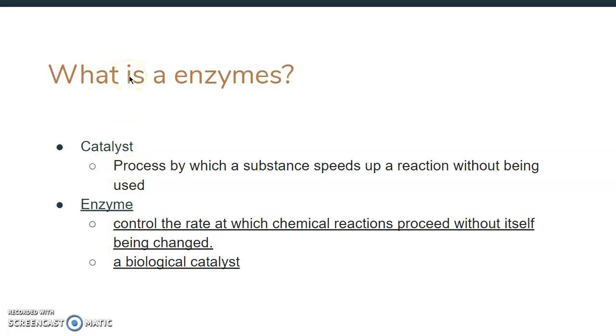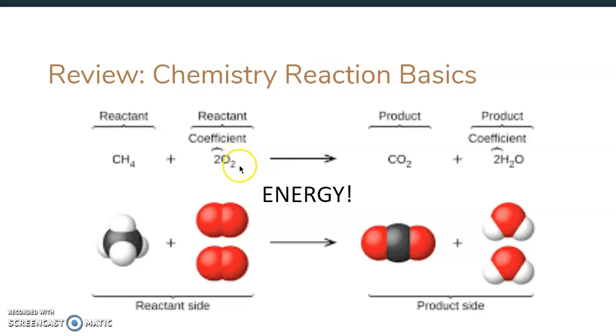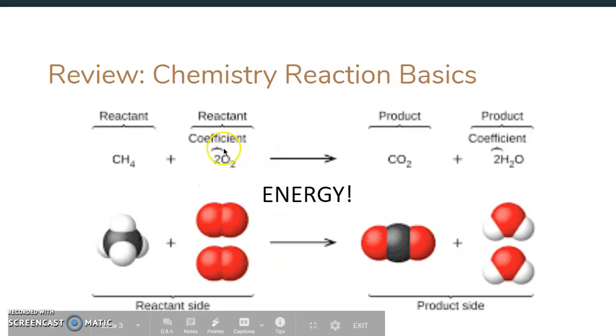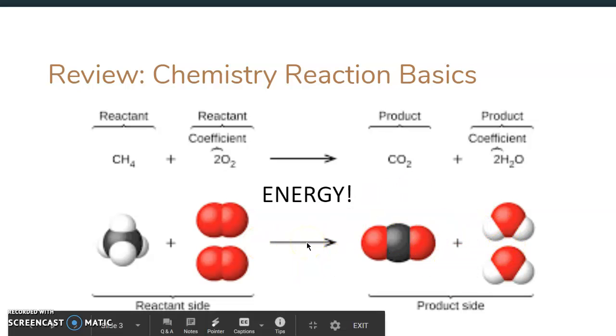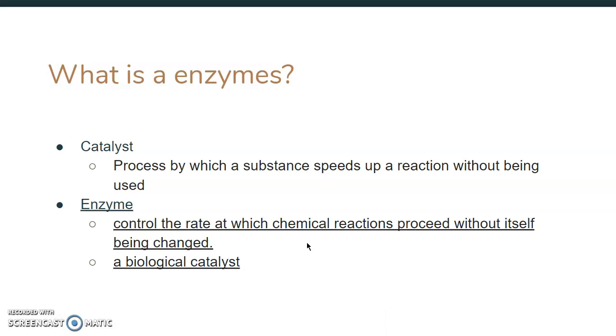So our overall topic for today is enzymes. We've talked about catalysts before, especially when we talked about our proteins. A catalyst is a process by which a substance speeds up a reaction without being used. So that's to catalyze. A catalyst is the substance itself, which helps speed up the reaction without being used. As we look back at our reaction, our catalyst would not go under our reactants and would not show up in our products. It is a separate substance that we use to help speed up a reaction.